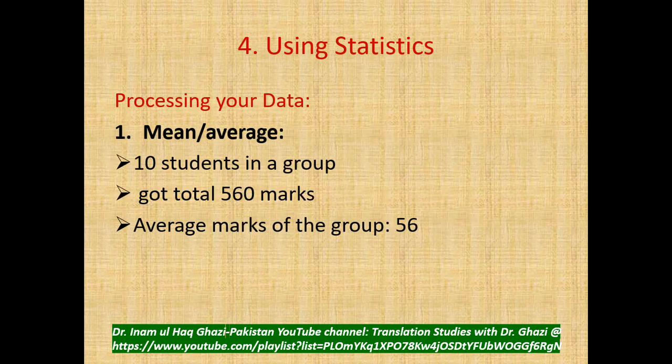Okay, processing the data, we have three major ways. Basic concepts of mean and average. Mean or average, let's take the example. If there are 10 students in a group, and they got a total of 560 marks, the average marks or the mean of the group would be 56 marks.